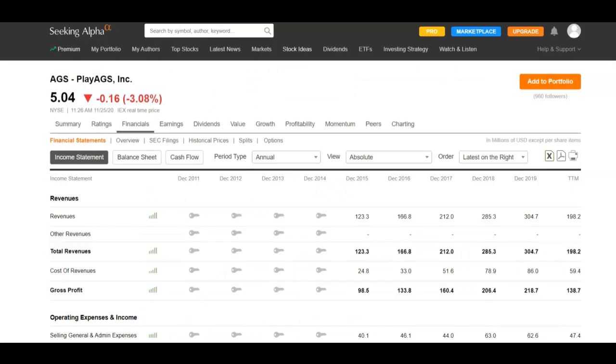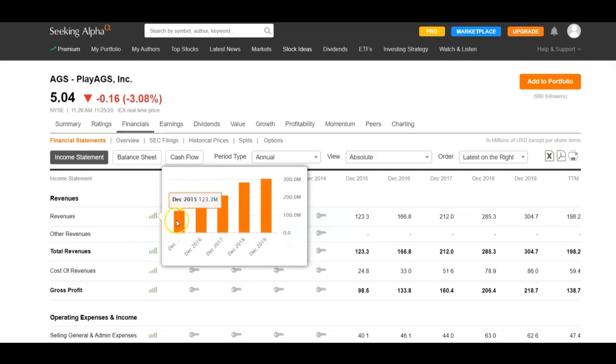All right, let's jump over to Seeking Alpha for just a minute, take another quick look at the financials before we get into the charts. The first thing I want to show you is the revenue. As we can see, the revenue has been increasing quite steadily, so this is a very good sign. In December of 2015, they had $123 million, and in December of 2019, they went all the way up to $304 million, so that is a very good sign.